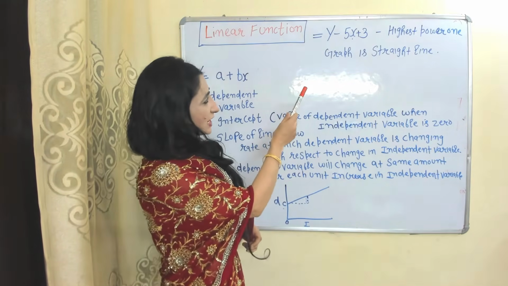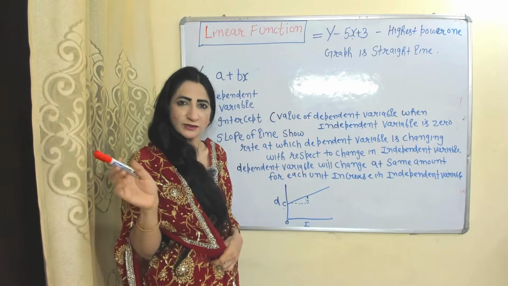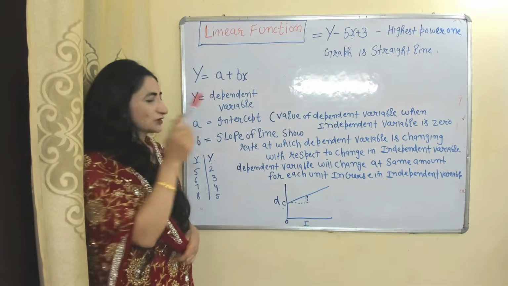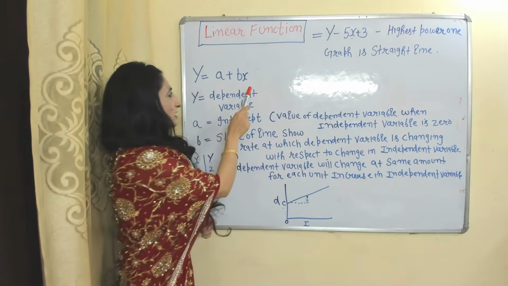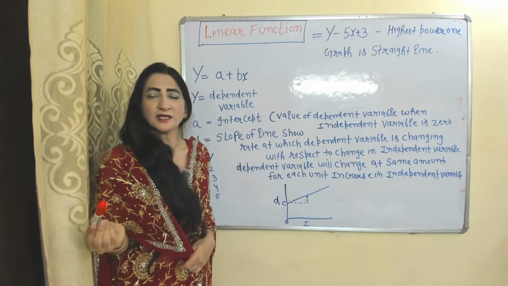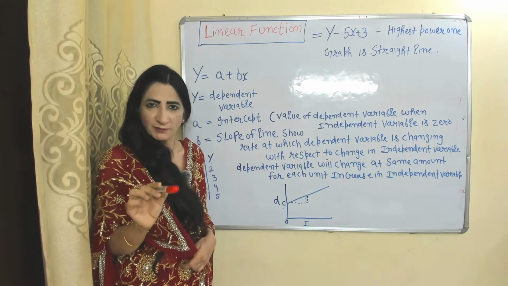Here you can see the x variable has highest power 1. A linear function shows a straight line relationship in a graph. This is the equation of a linear function. Y is the dependent variable, x is the independent variable. A is the intercept. Intercept shows the value of the dependent variable when the independent variable is 0.